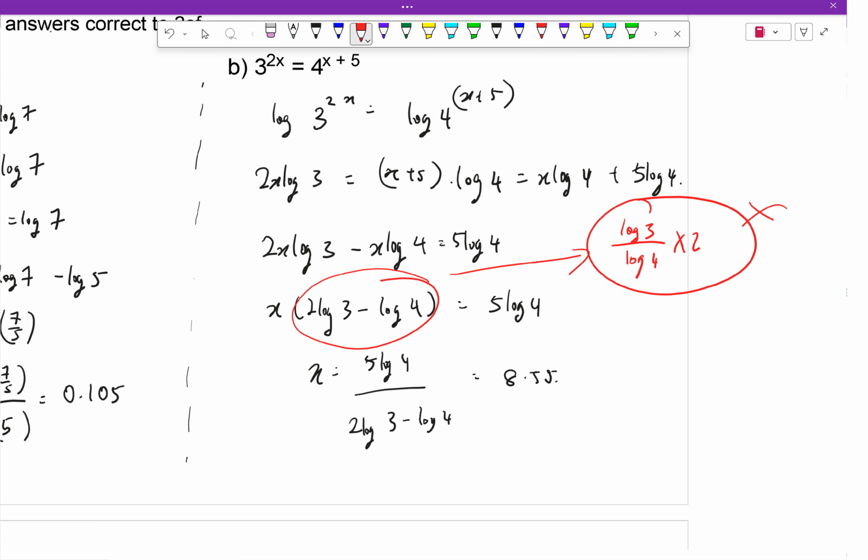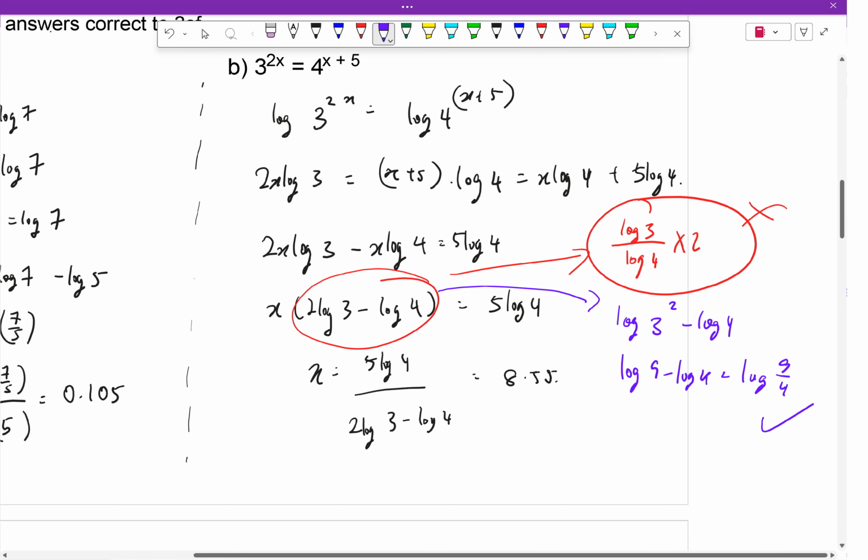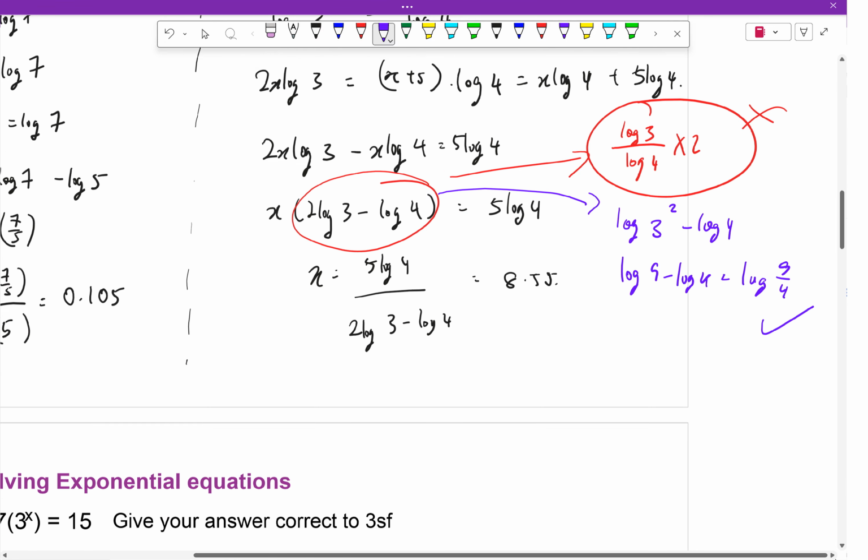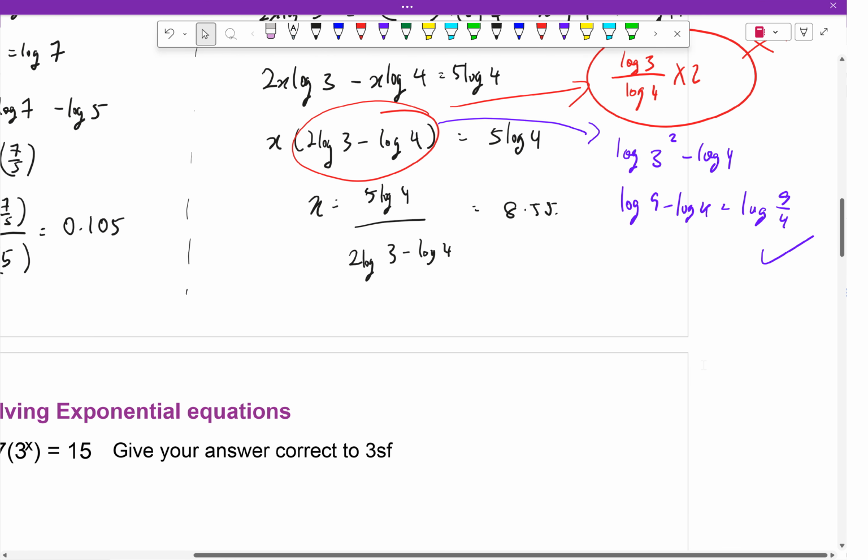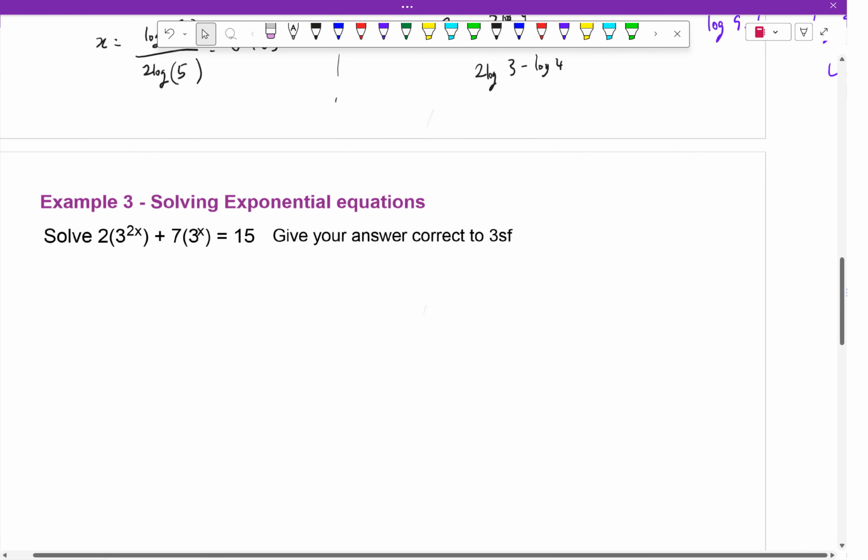This thing is wrong. To use the division rule, you have to first make it so that there is no constant on that side. So that results in log 9 minus log 4, which is the same as log 9 over 4. Now, this one is correct, but it's optional, because you actually just key it into the calculator. Okay, so you don't have to worry about it. Anyways, so let's have a look.